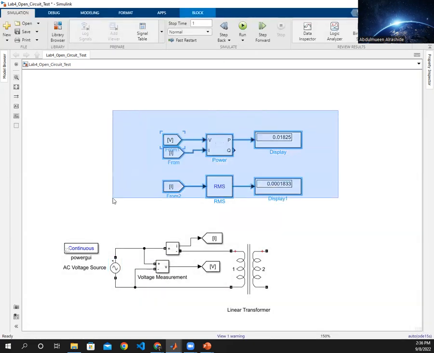And you're going to get this value. This is the power, as you can see here. This is the RMS value for the current, and you're going to do the calculation as it's provided in the report.